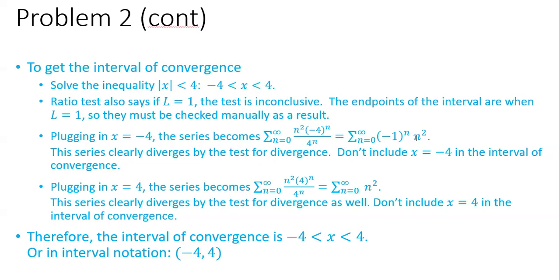This is clearly a series that diverges by the test for divergence. The limit is not equal to 0. Okay? So we don't include x is -4 inside the interval of convergence. Similarly, we check the other endpoint, x is equal to 4. This is what we would get, and it simplifies to n squared. Again, this is clearly divergence, so we don't include this endpoint either. So therefore, the interval of convergence is -4 to 4, not inclusive of either of the endpoints. Or you can write it in interval notation as well, like this.